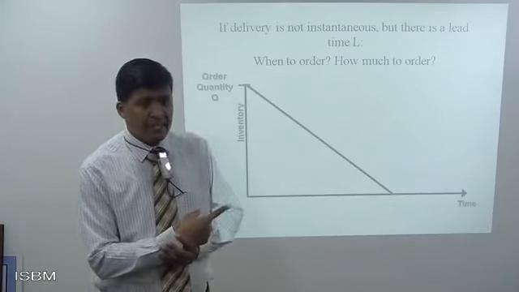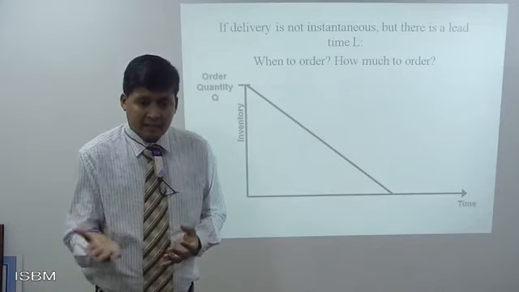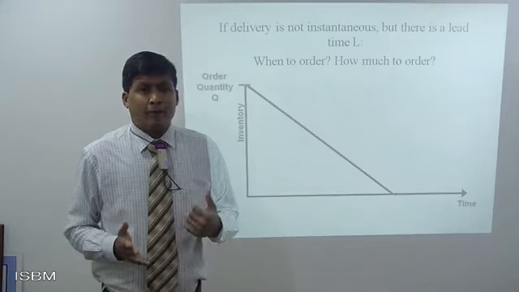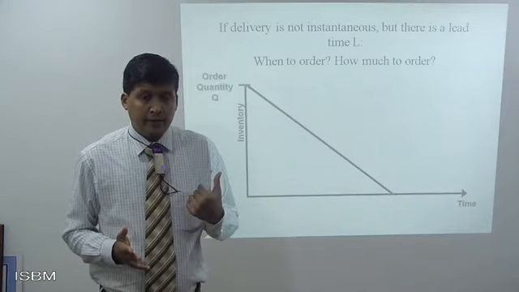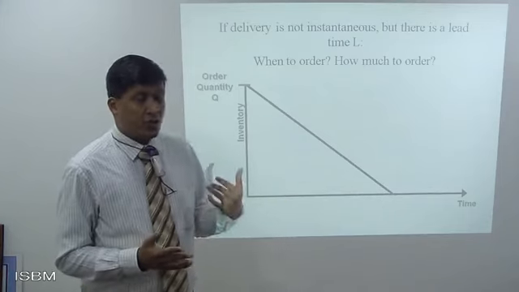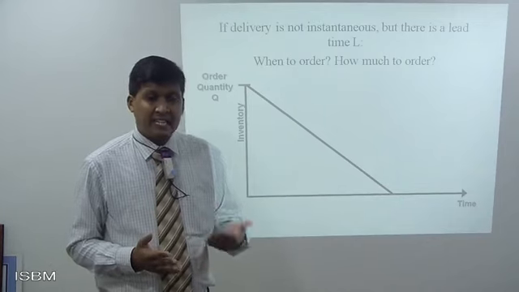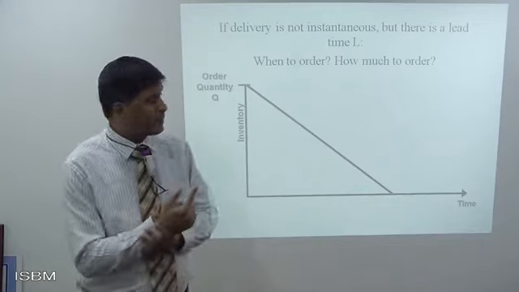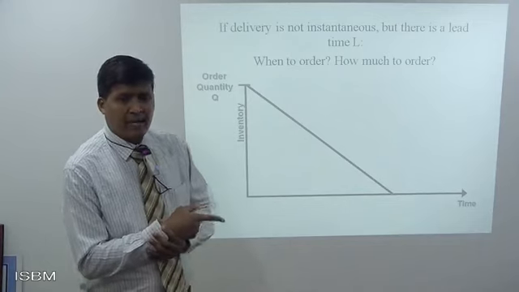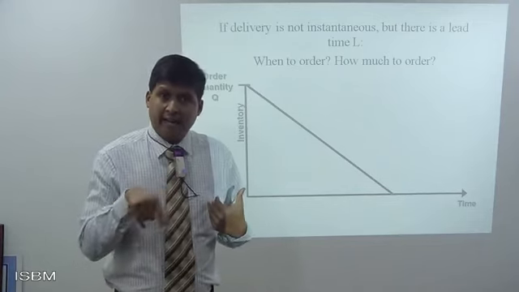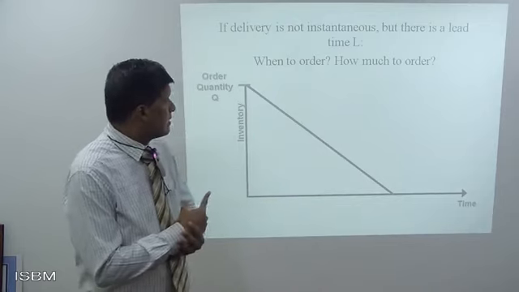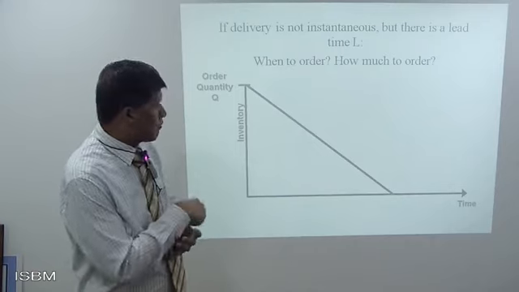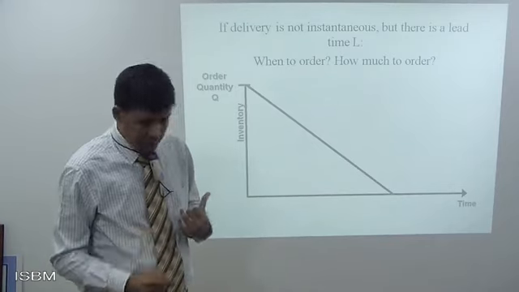Now let's come in with more variables. What if delivery is not instantaneous? That means it takes time to deliver from the supplier to the dealer. But there is a lead time L. So we are now introducing another variable L, the lead time. When to order, how much to order. So we know the order quantity is Q. There is a variable as well.